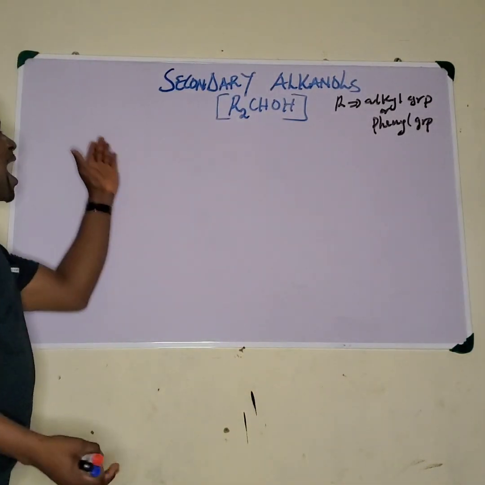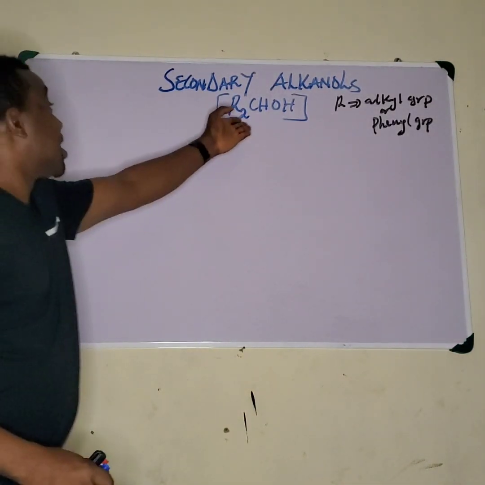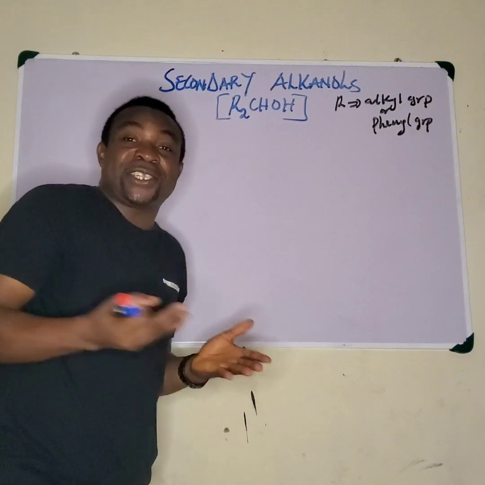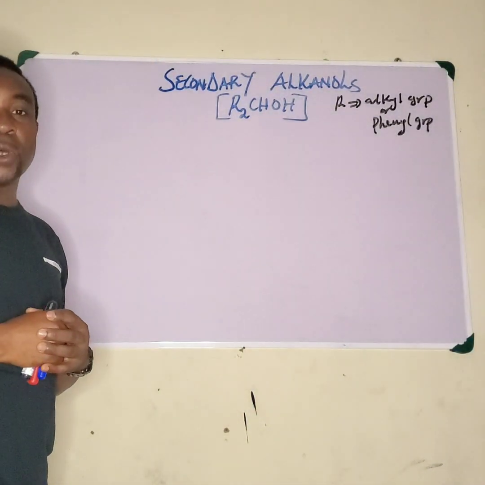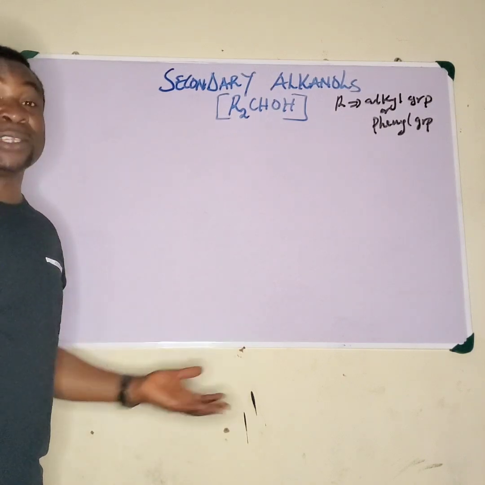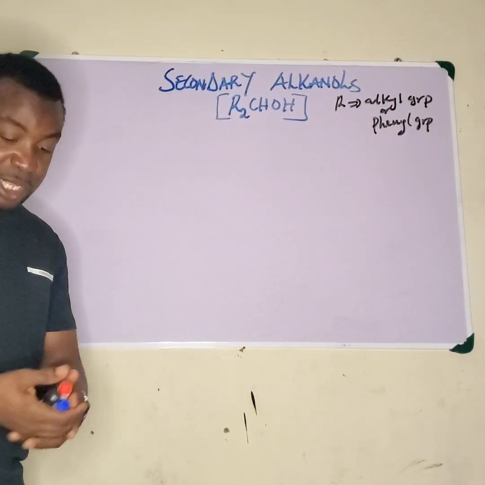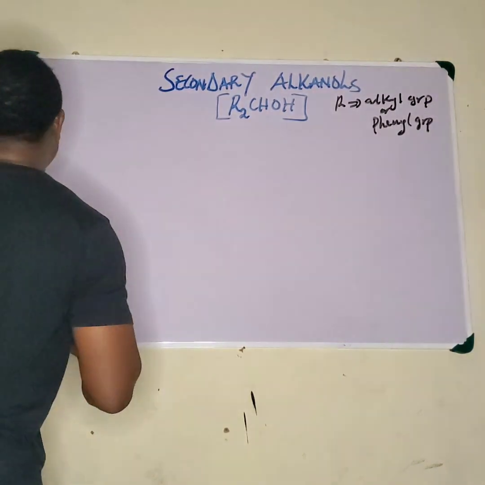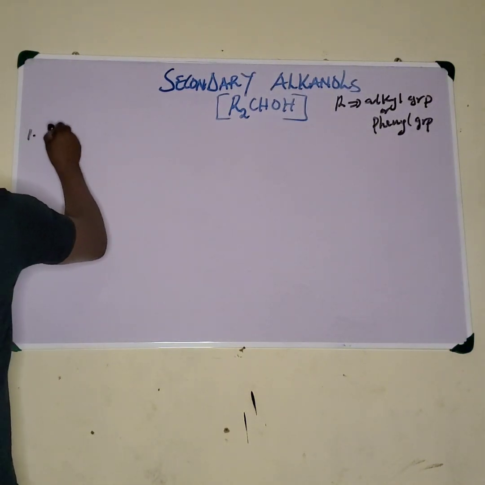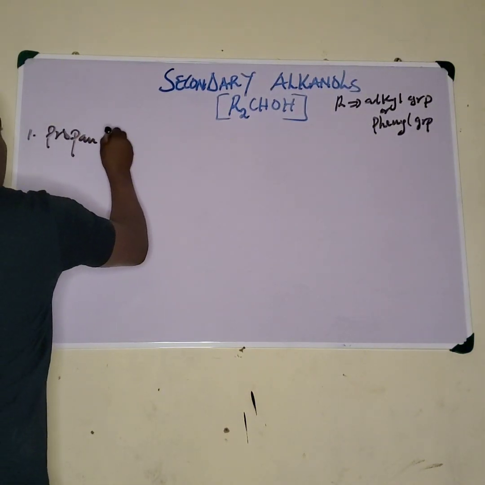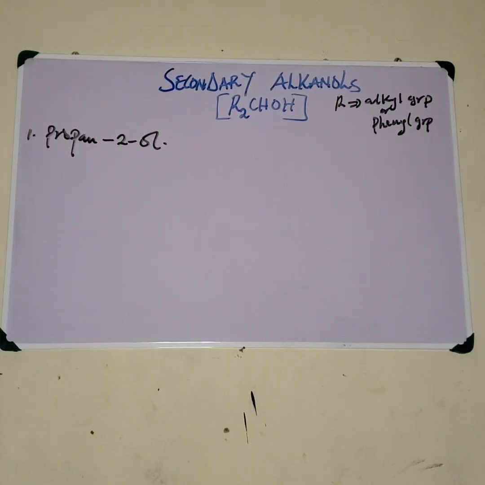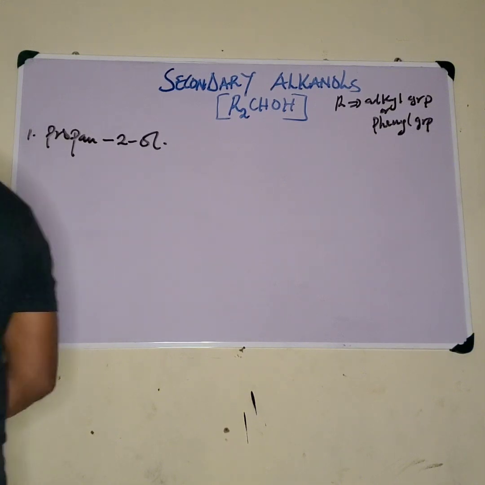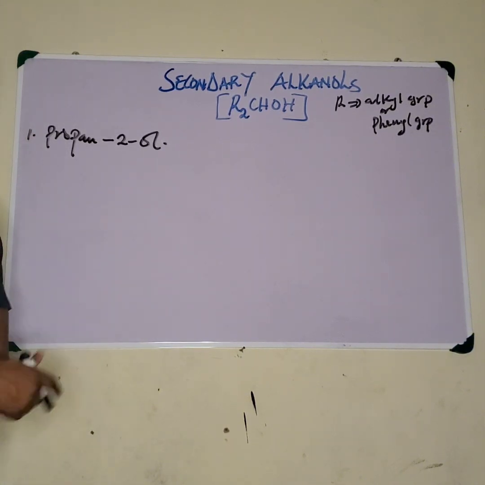Okay, so I have a few examples. If you have known this little preamble, I want to give us a few examples of secondary alkanols. I have three here. I have more than three, but because of time, I will give only three. The first one I have here is propan-2-ol. And the question is, why is propan-2-ol a secondary alkanol?